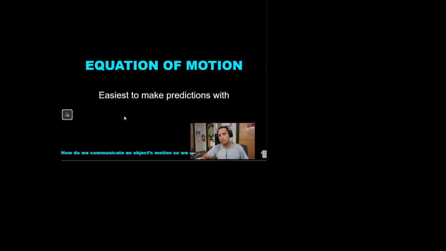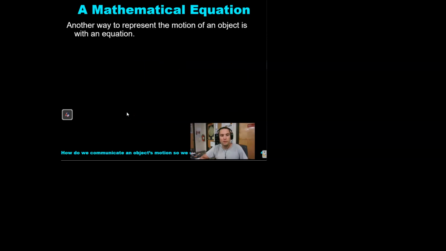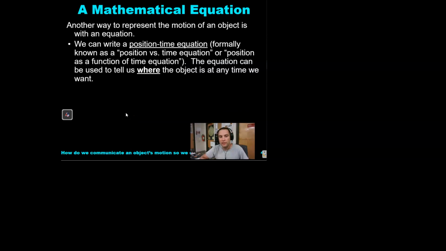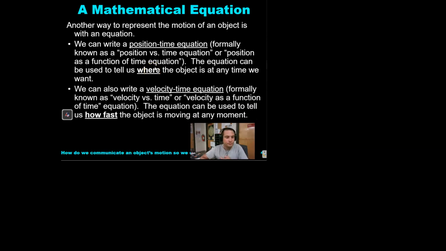Onto equations of motion. Easiest, by far, way to make a prediction. A mathematical equation. Another way to represent motion is with an equation. We can write a position-time equation, formerly known as a position versus time equation, or position as a function of time equation. The equation can be used to tell us where the object is anytime we want, no matter how precise that time. We can also write a velocity-time equation, or velocity versus time equation, or velocity as a function of time equation. The equation can be used to tell us how fast the object is moving at any time.